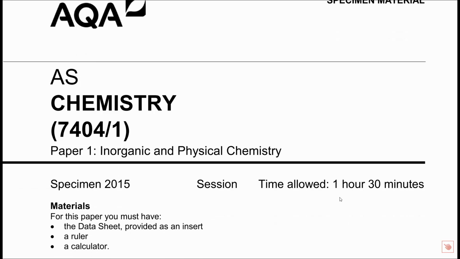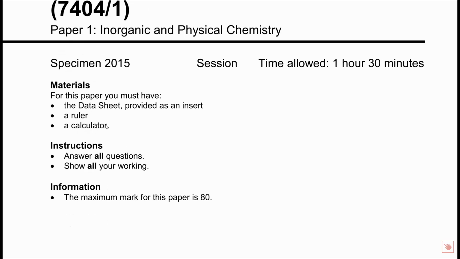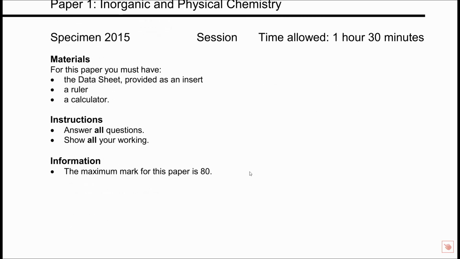Hour and a half, so longer than the unit 1 of the old AS papers. Usual things: data sheet, ruler, calculator. The maximum amount of marks for the paper is 80. This is split into two sections. Section 1, or the first section, section A, whatever they call it, is 65 marks, and is your standard sort of short, medium, long answer questions.